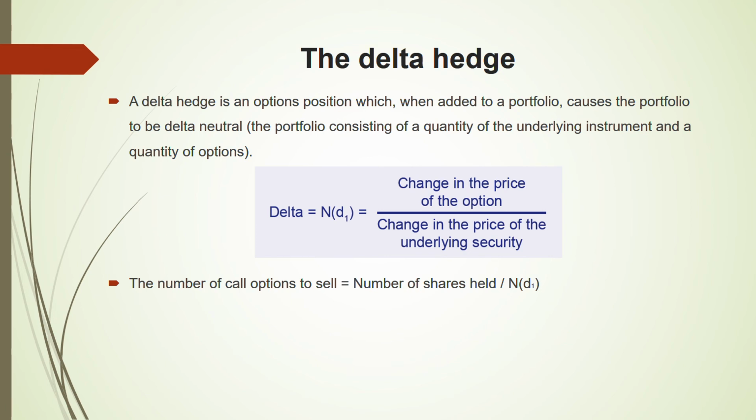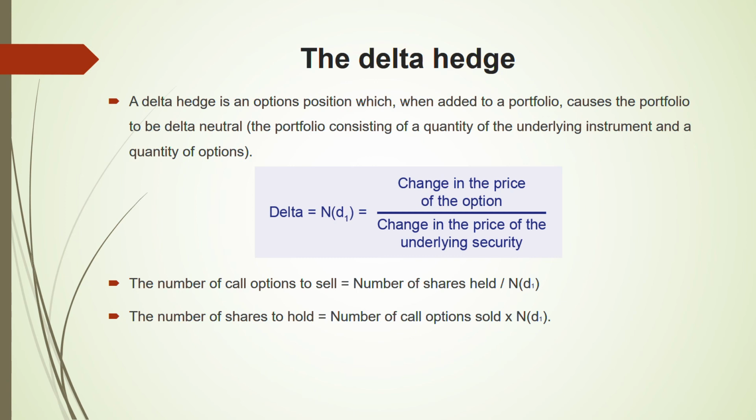Usually in the exam, they will be asking you two things: either the number of call options to sell, or the number of shares to hold. If it is the number of call options to sell, the formula is number of shares held divided by N(d1). That means you have to calculate N(d1) first, and the number of shares held will be divided by it. Number two, they might ask you the number of shares to be held. Then it is the number of call options sold multiplied by N(d1).